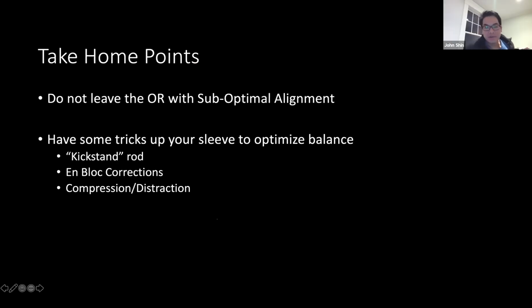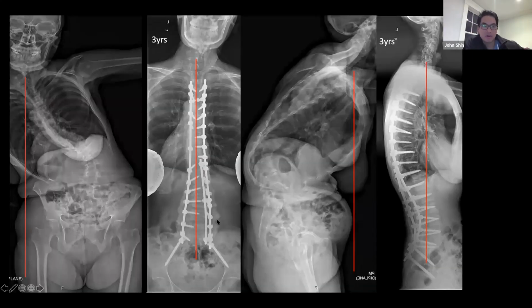Hey, Hanjo, can I ask you a question? Quick question. Yeah. Hey, I think this coronal plane decompensation is a really great point.